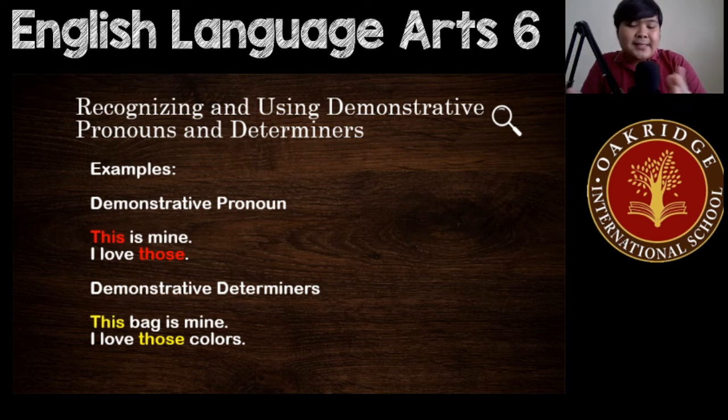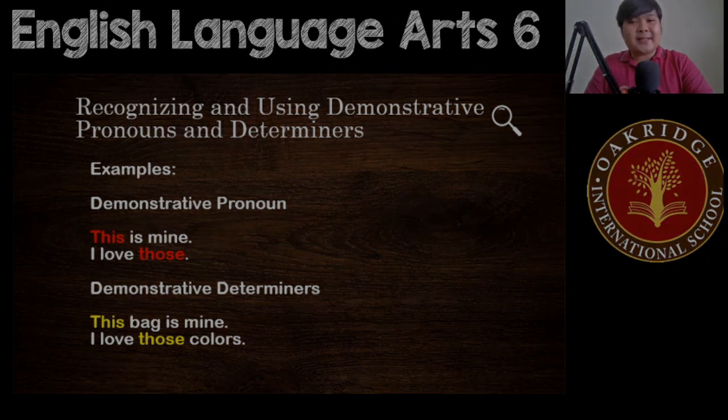Notice how same words, but on the first ones, they are pronouns because they do not have a noun after them. But on the second ones, they are determiners because they have a noun after them. They determine the noun. So this bag, those colors, those are demonstrative determiners. And that pretty much ends our topic for recognizing and using demonstrative pronouns and determiners.